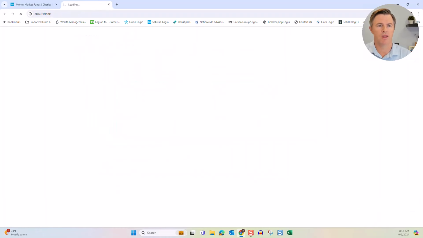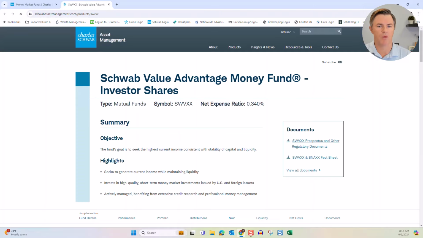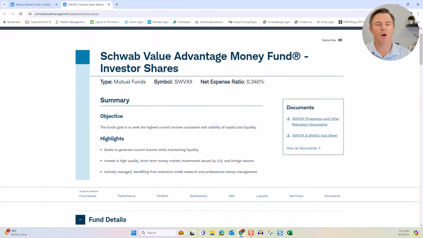So let me just click on the fund just to show you a couple other things while we're here. The other thing to know is that all money market funds have some type of an annual fee that you have to pay when you own the funds. And that's called the net expense ratio. For this fund it's 0.34%. So that's an annual fee.